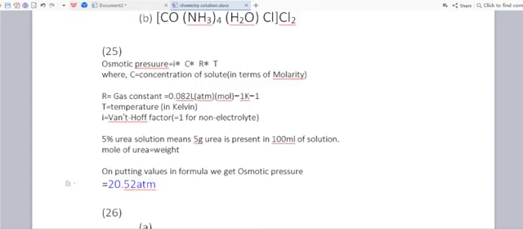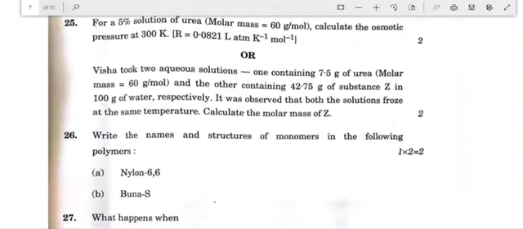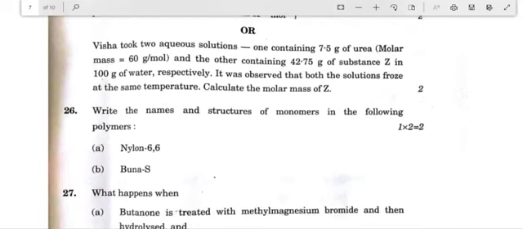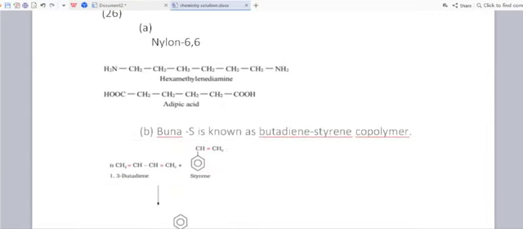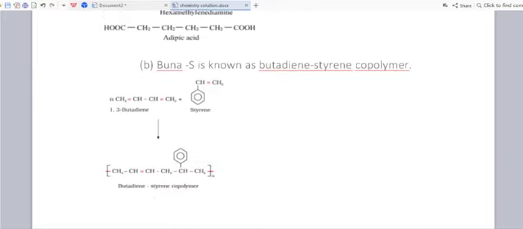20 atm. And moving on to the second question, 26, we have to name the monomers in the following polymers. So nylon 6,6: hexamethylene diamine and adipic acid. Buna-S: 1,3-butadiene and styrene. These are the two monomers.